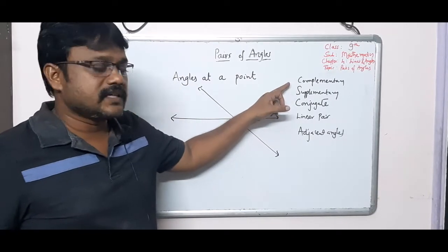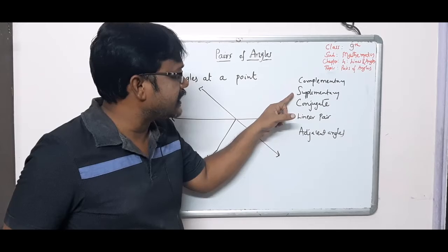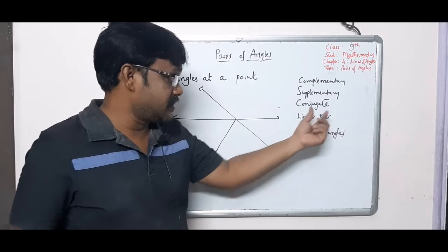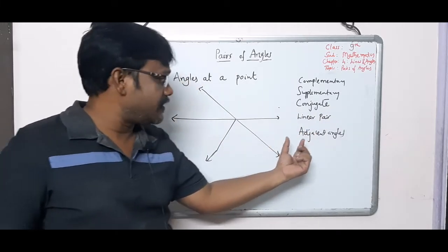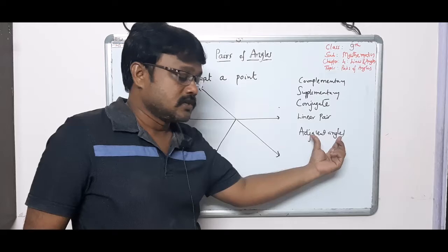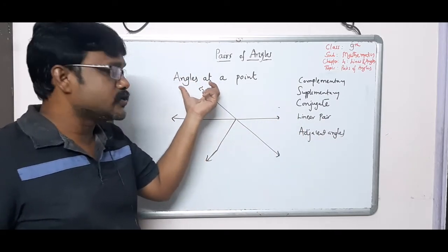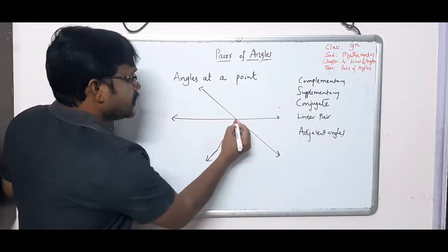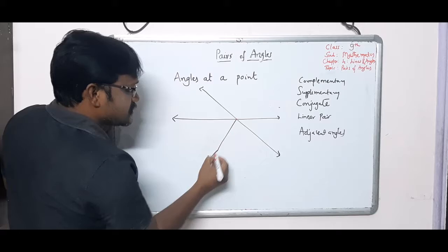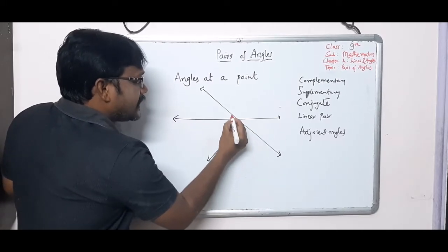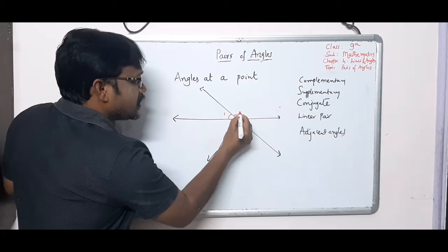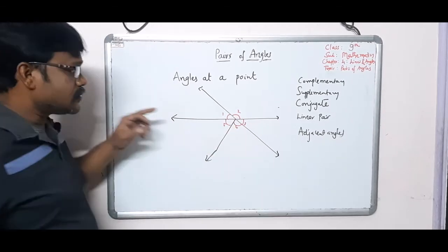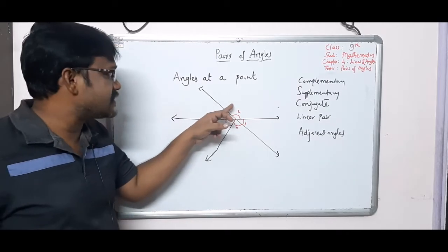Right children, until now we have seen some pairs: complementary angles, supplementary angles, conjugate angles, linear pair. All these are based on measure, whereas based on position we have the pair of adjacent angles. Here actually it is not a pair, but let me introduce you to one more, angles at a point. Suppose here is a point, and some rays started from it. The angles formed are 1, 2, 3, 4 and 5. These are angles around a point, or angles at a point.